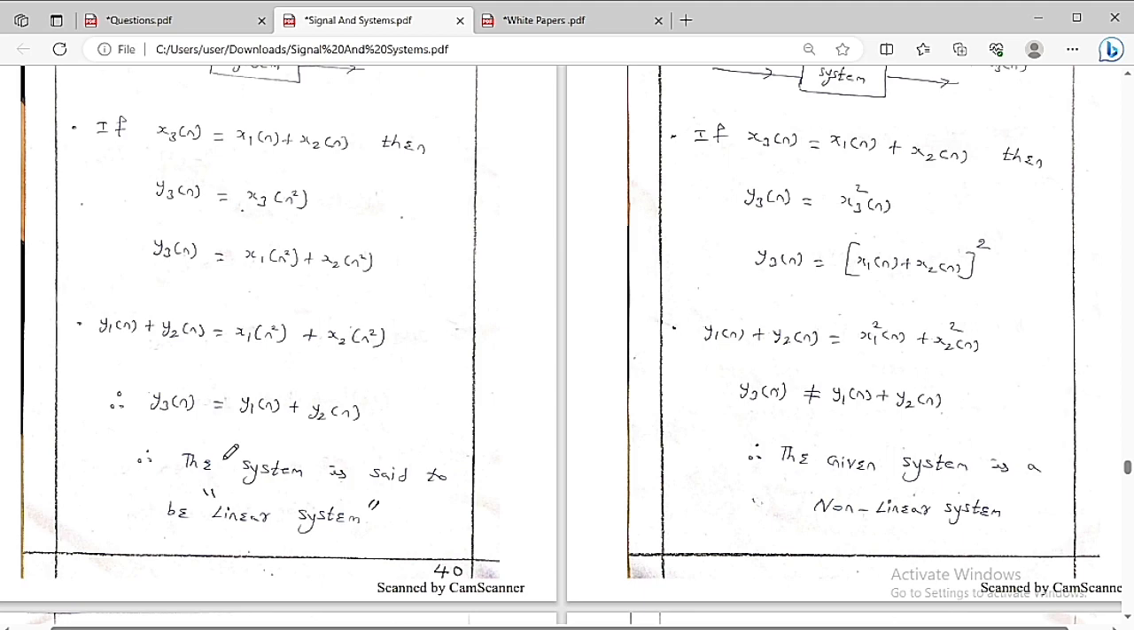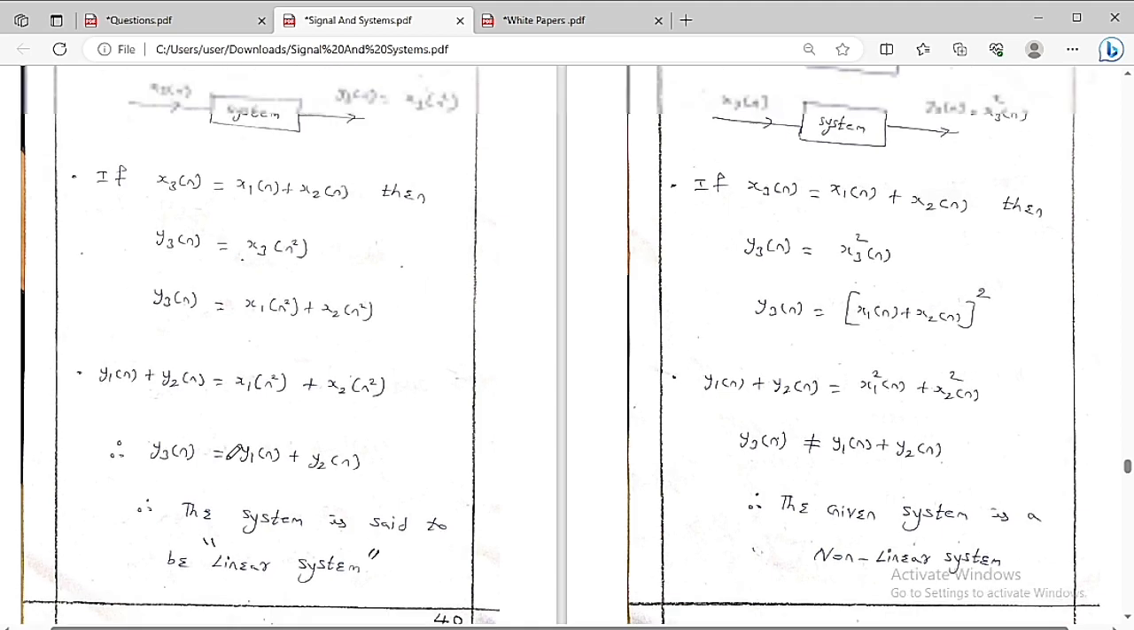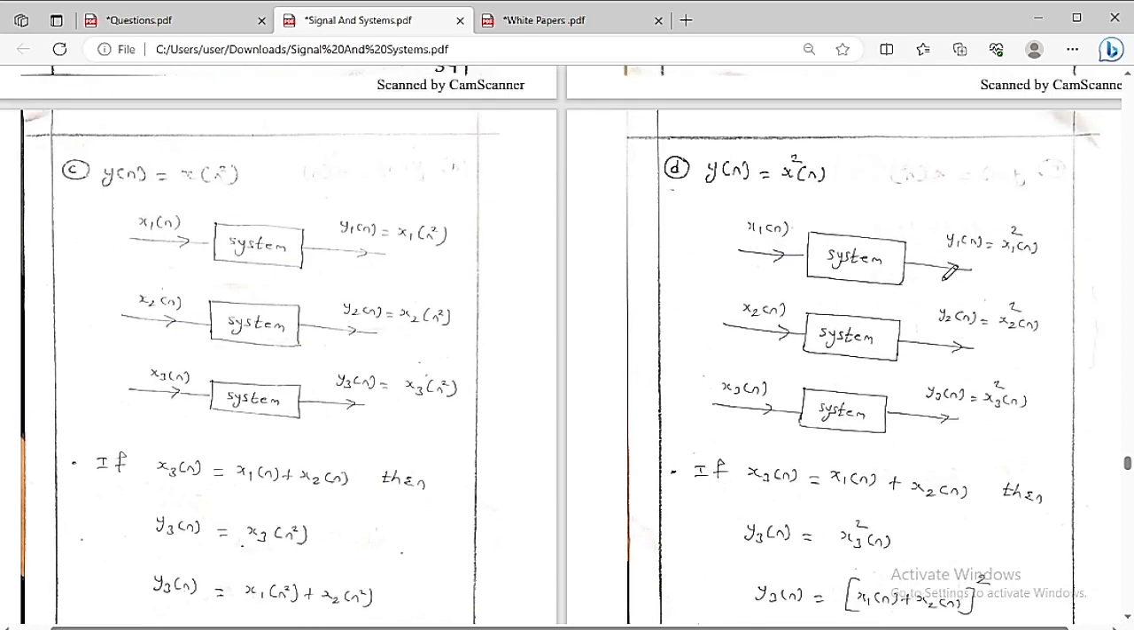In your question, they are asking which system is the linear system. So option C is the correct solution of this question. Now let's go for the system D.